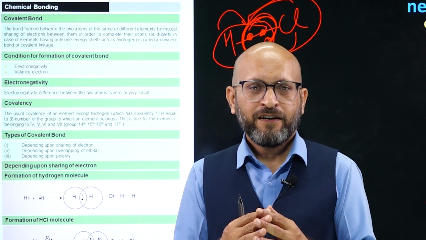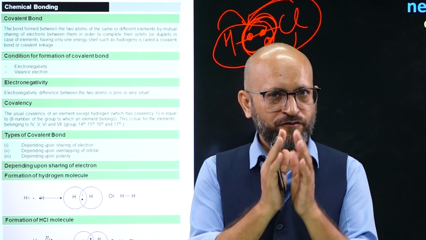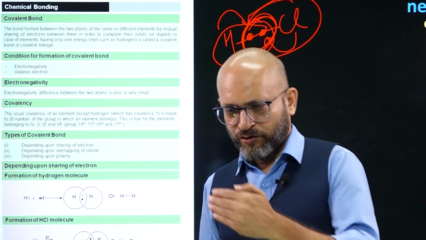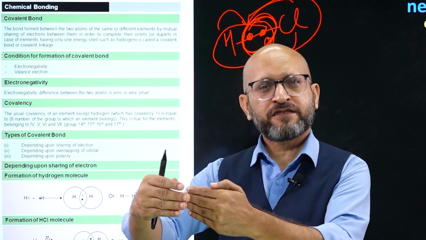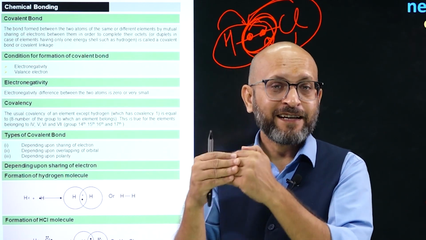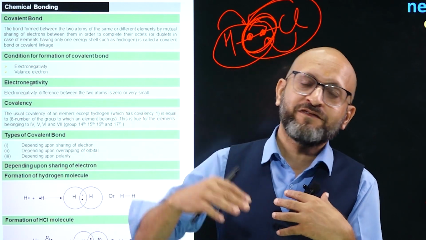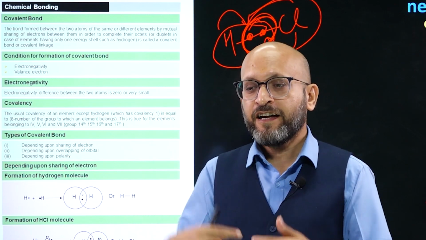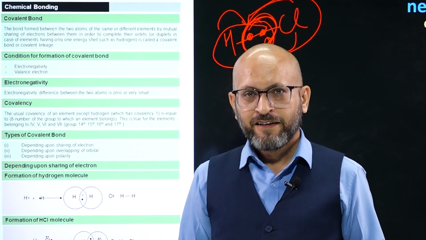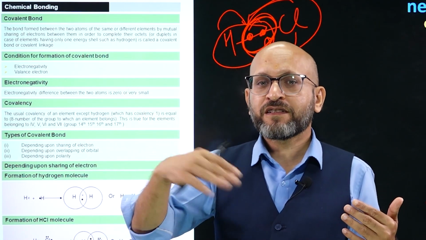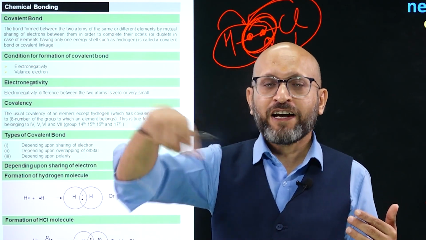Same way, if you share tiffin with your friends, right? You bring your tiffin, your friend brings his tiffin. If somebody comes from outside, what will he see? He will see two tiffins between you and your friend. He will not know which tiffin belongs to whom. So he will say two tiffins are between you and that friend.